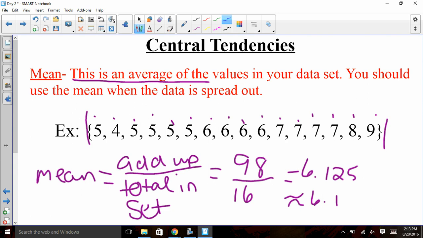We're going to want to use our mean if our data is spread out. And we see that right here. Well, my data really isn't too spread out. It's between 4 and 9. Now, I'd really want to use the mean to discuss my data if my numbers were, say, between 10 and 100, because then my data would be more spread out. But in this case, our data is pretty close together.